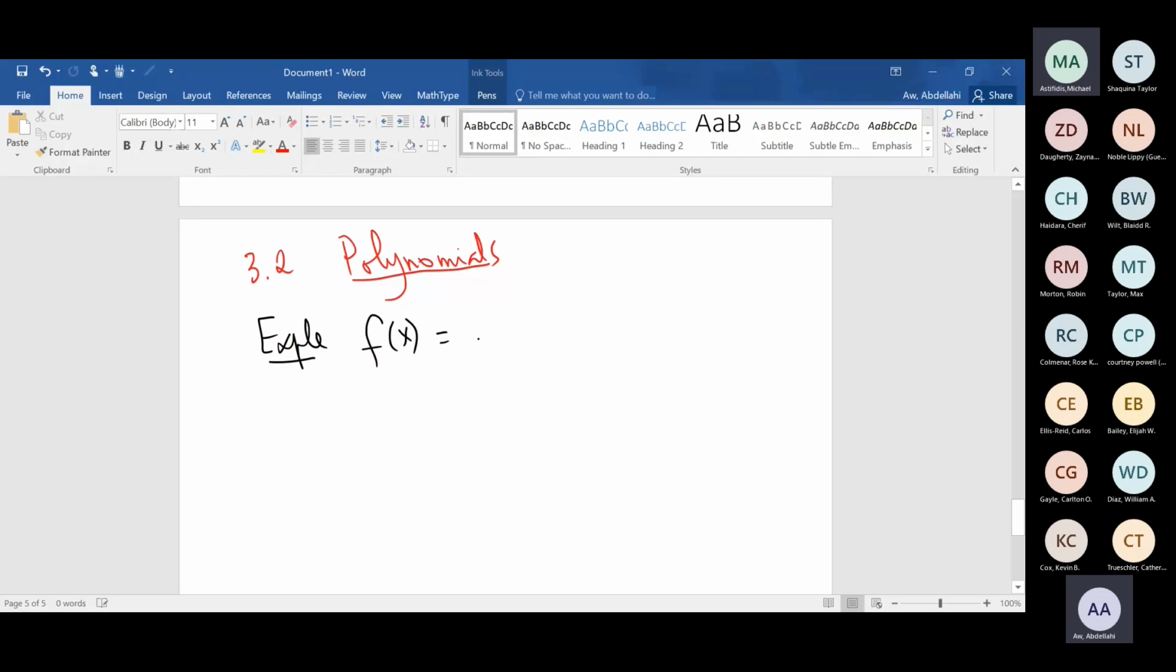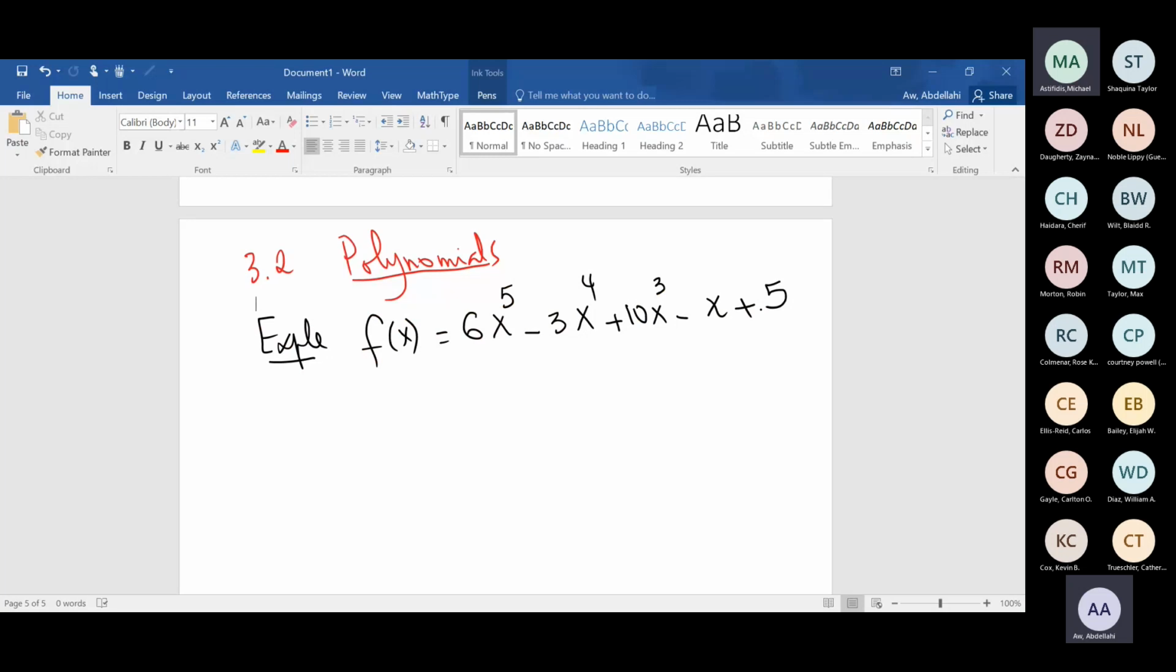equal to 6x to the 5th minus 3x to the 4th plus 10x cubed minus x plus 5. This is an example of a polynomial, right? We agree with that?